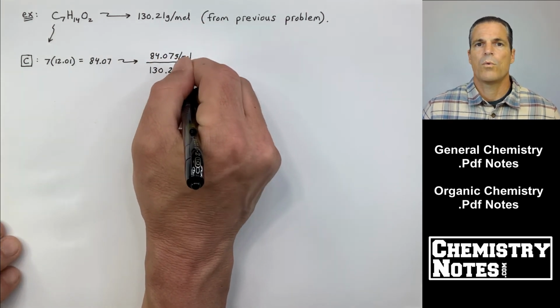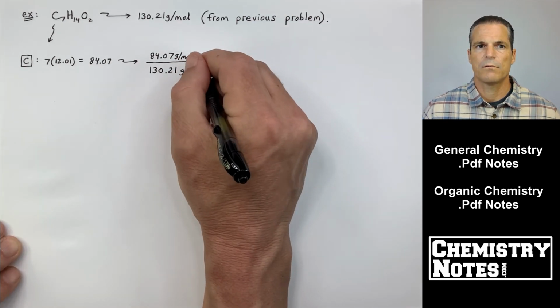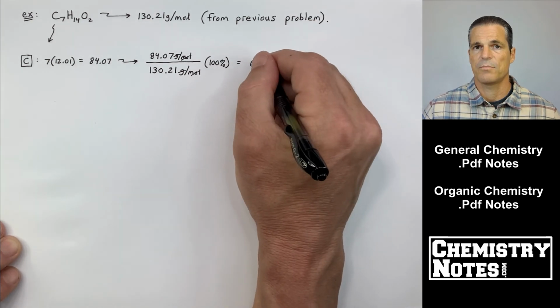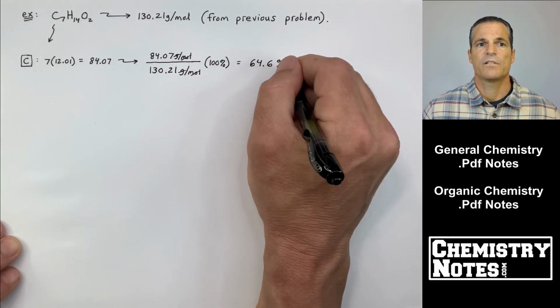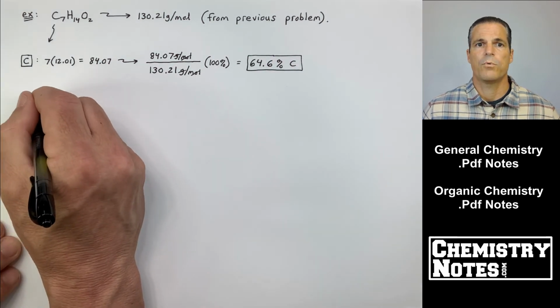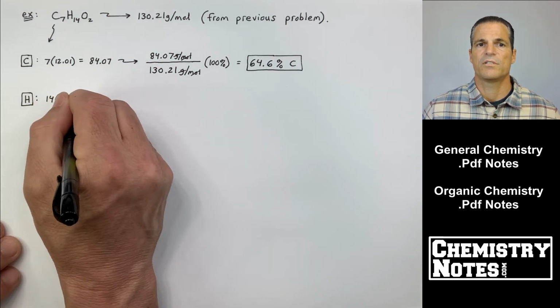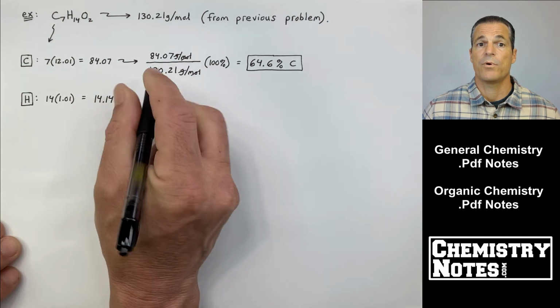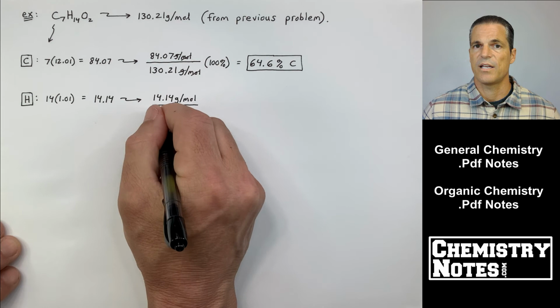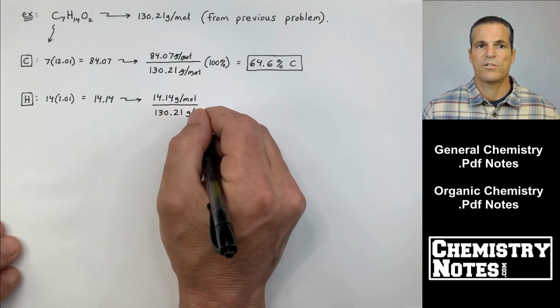All right, well, what's the mass percent of carbon? It's just the mass of carbon divided by the total mass times 100%. So carbon's contribution to the 130.21 grams is 84.07. So 84.07 grams per mole divided by 130.21 grams per mole times 100, 64.6% carbon.